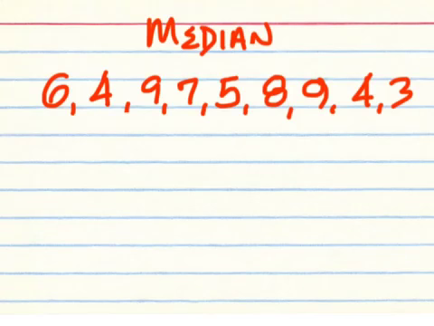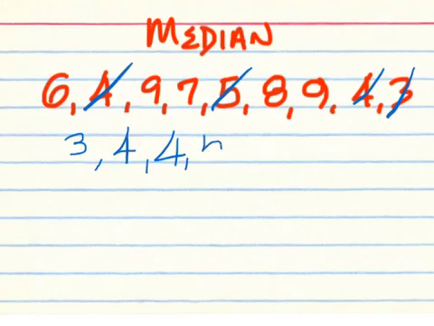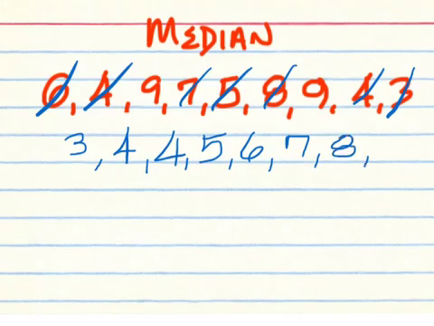To find the median of a list of numbers, you must first put that list in order from least to greatest. Here we're going to have a 3 to start with, and then a pair of 4s, a 5, and then a 6, 7, 8, and 2 9s. You have 1, 2, 3, 4, 5, 6, 7, 8, 9 numbers.